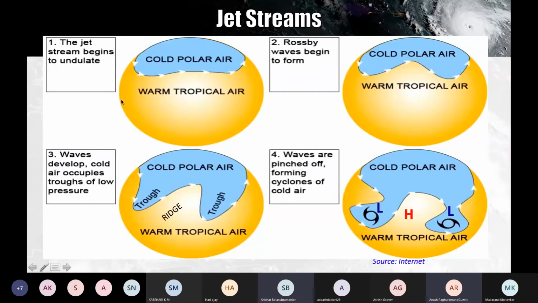Jet stream basically forms because of the differential in heating between the equator and the poles. That gives rise to this fast moving stream of air, which is what we call the jet stream. The difference between the temperature here and the temperature at the pole is what gives rise to the jet stream, and it is always present.